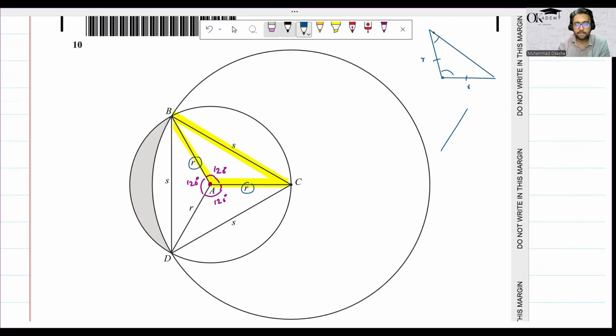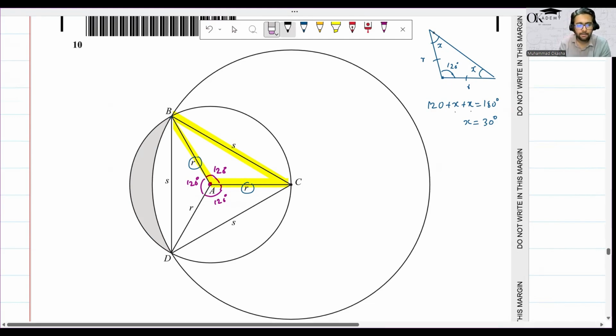An isosceles triangle says this angle and this angle will also be the same. This angle is 120 degrees. We know that the angles in a triangle add up to give 180 degrees. So 120 plus 2x should be equal to 180 degrees. That gives x equal to 30 degrees. You do the math, you'll get 30 degrees. So this is 30 degrees and this is 30 degrees.